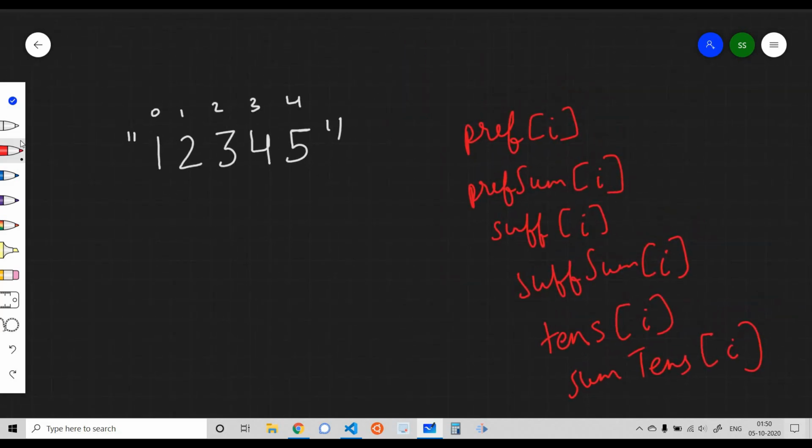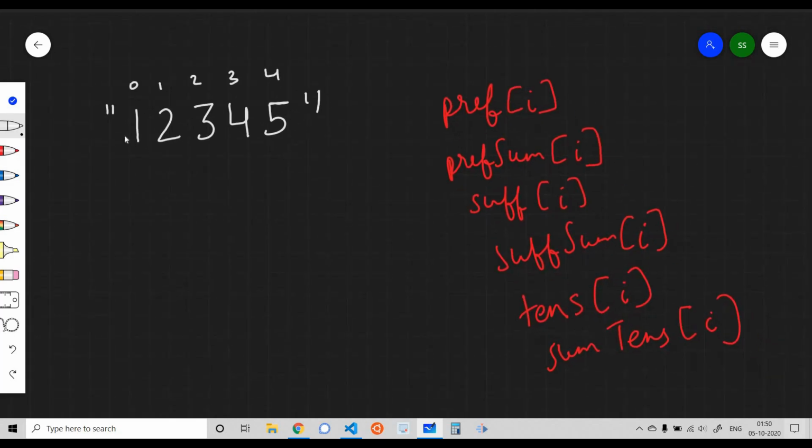So if we move in this string from left to right, I would be considering the prefix. Let's say we are talking about pref. Then the prefix at this index is 1. Here it is 12, then 123, then 1234. At this last point it is 12345.